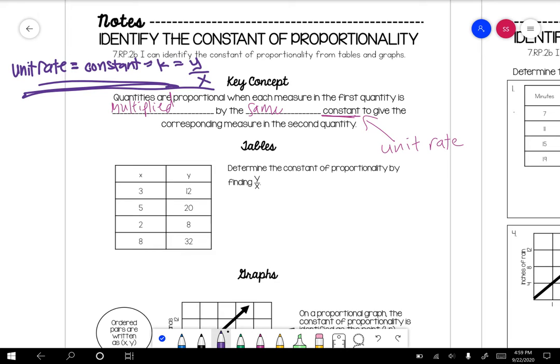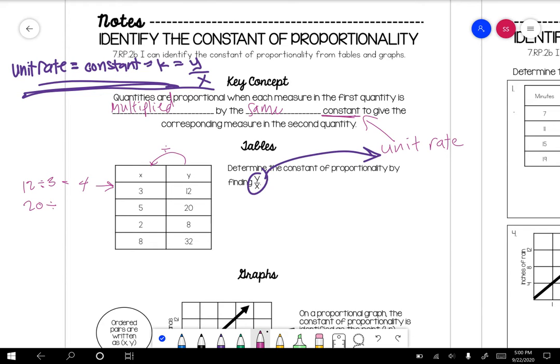All right, so let's look at the table example we have here. So we're first asked to determine the constant of proportionality by finding y divided by x. So again, that's just your unit rate. So we're going to take each pair here and divide y by x. I would write the steps out on this first one just so you can look back at it later when you're working on other stuff and see what you did if you get stuck. So the first one, we have 12 divided by 3 is 4, so that's that one.